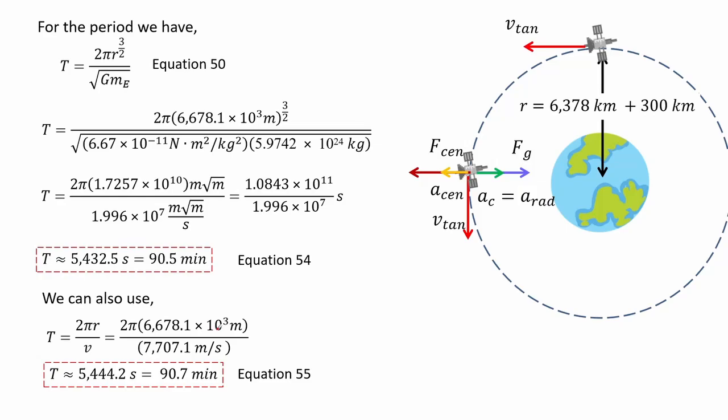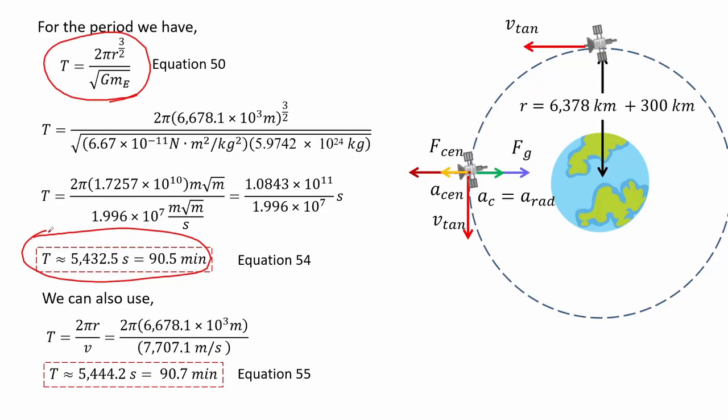For the period we can use either of the two equations. First we have the one involving the gravitational constant and mass of Earth. After substituting the known values we see that the period would be around 5,000 seconds, or about 90.5 minutes for the satellite to move around its orbit.